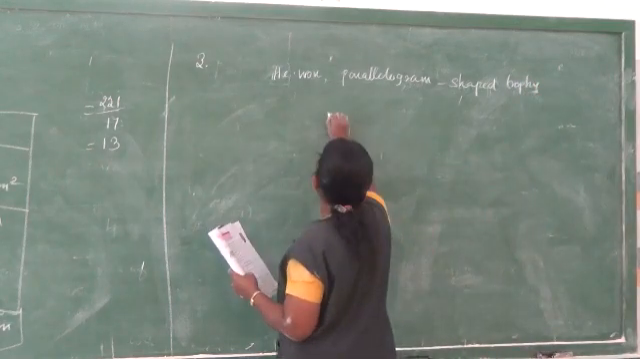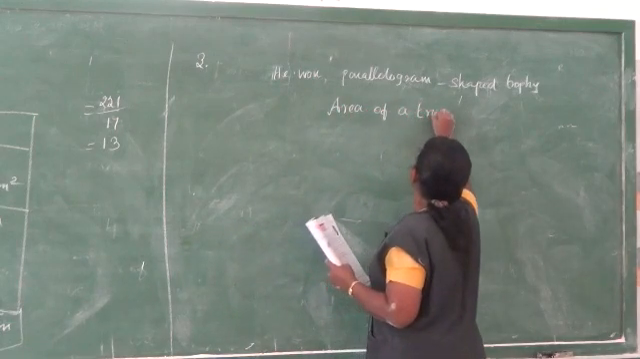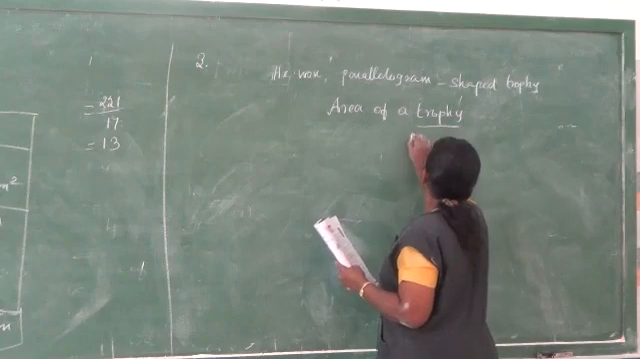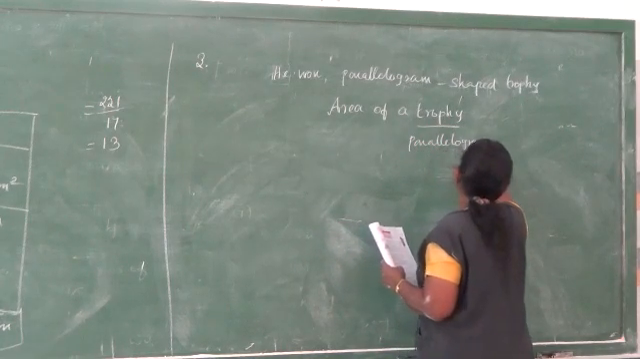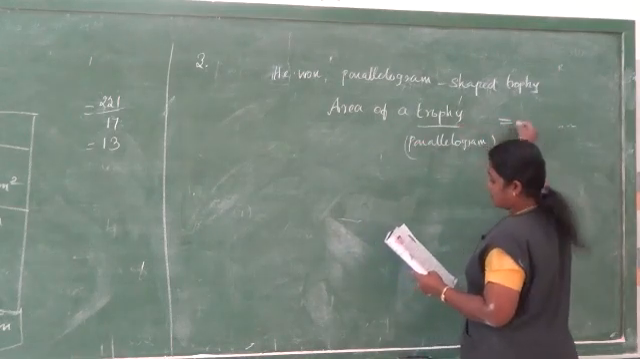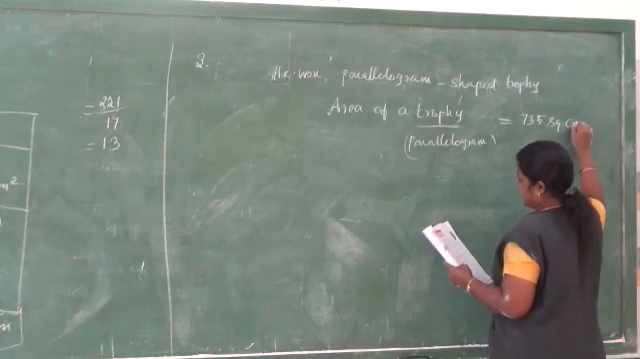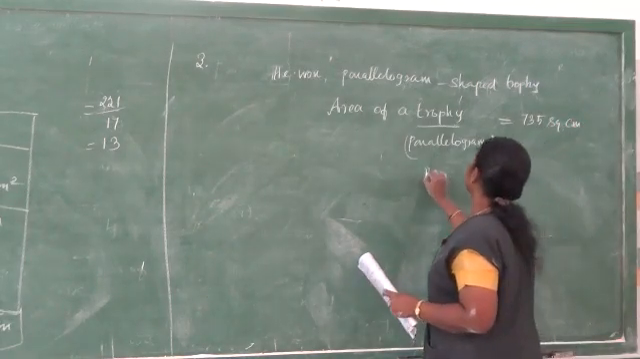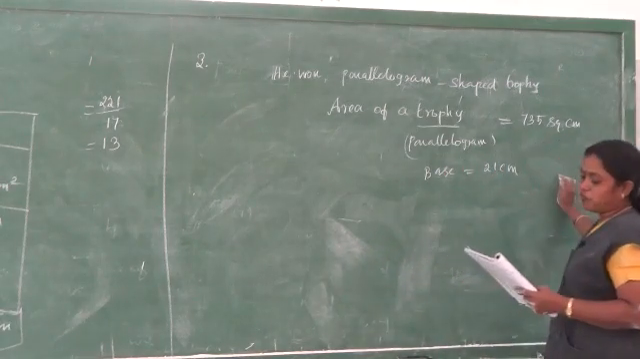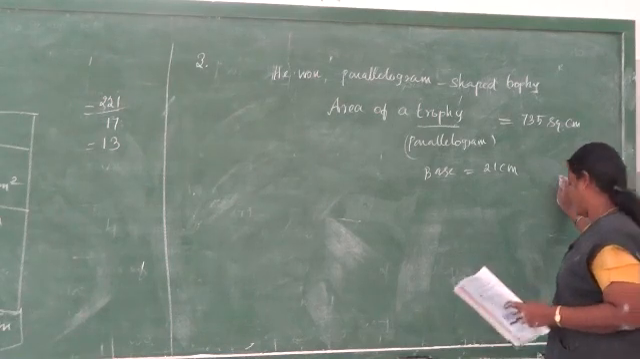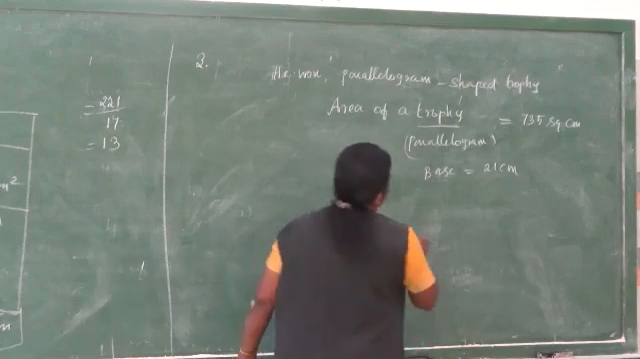He knows that the area of the trophy. So what is given? Area of a, that means it's a parallelogram, because that shape is a parallelogram shape. So 735 square centimeter, and its base is given to us 21 centimeter. What is the height of that trophy? They are asking us what is the height of the trophy.